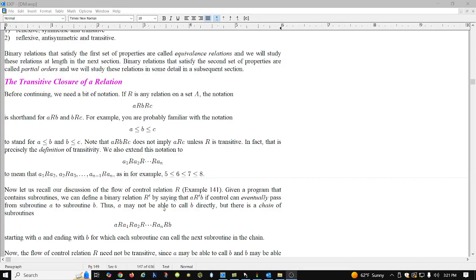Now, to motivate the transitive closure, let's look at the flow of control relation again. We'll call it R. Given a program that contains subroutines, we can define a binary relation R transpose, R closure, or its transitive closure.